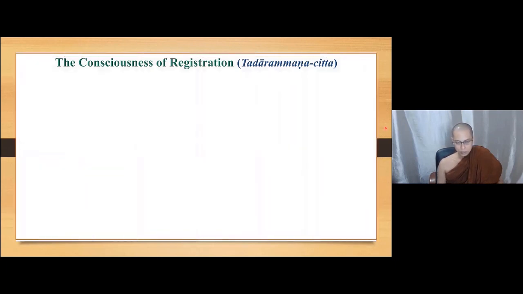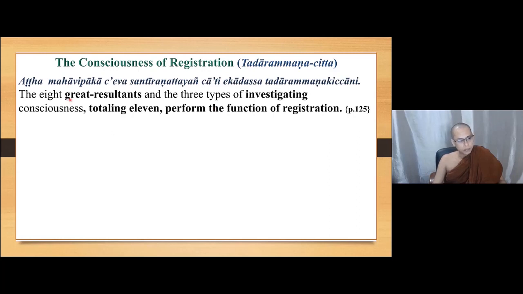Okay, so let's study the text first, as we need to approach the Abhidhammattha Sangaha text, so that we can have proper confidence in understanding Abhidhamma with reference. Here: Atthime vipakani, javana santirana tayancati ekadasa. Here Ekadasa refers to 11. If you are studying Pali at the same time, you can notice that Ekadasa is the number word referring to 11. So here, totaling 11, Ekadasa Tadarammana kiccani. This text is from chapter 3.